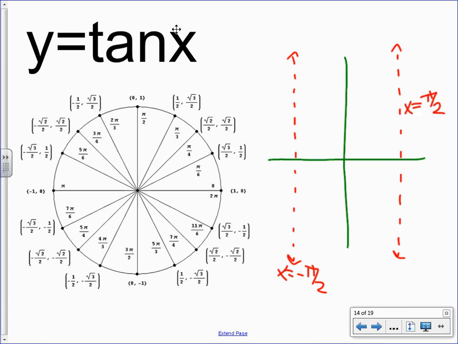Now, I'm only going to talk about one piece of the graph. This is obviously going to repeat over and over and over again, just like our sine and cosine curves. Okay. So let's talk about what the curve actually looks like. What's the tangent of 0? 0. Okay. What I'm going to do is halfway between 0 and pi over 2 is pi over 4. And conveniently enough, the tangent of pi over 4 is very easy to calculate. What is the tangent of pi over 4? It's 1. And what is the tangent of negative pi over 4? Negative 1.